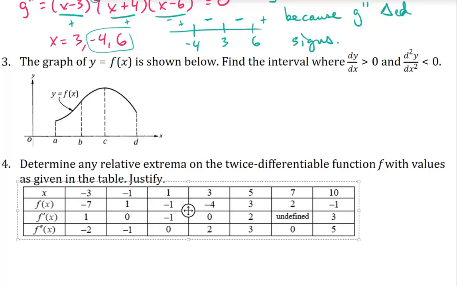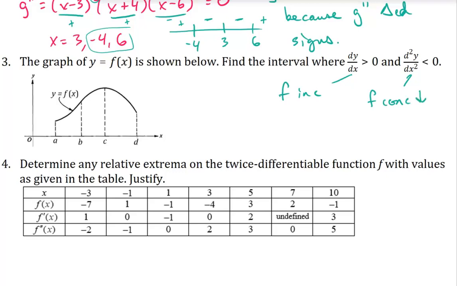Okay, first derivative positive, this tells us that f is going to be increasing. Second derivative negative, this tells us that f is going to be concave down. So I'm just looking at my intervals a to b, b to c, and c to d, and I want to know where the function is increasing but concave down. Okay, here we are increasing but the slope is increasing, so this would be concave up, so it's not that. Here we are decreasing and concave down, so it's going to be this interval right here.